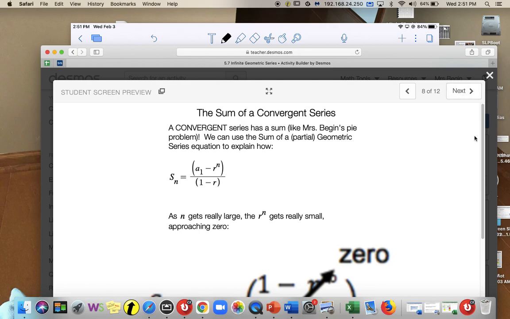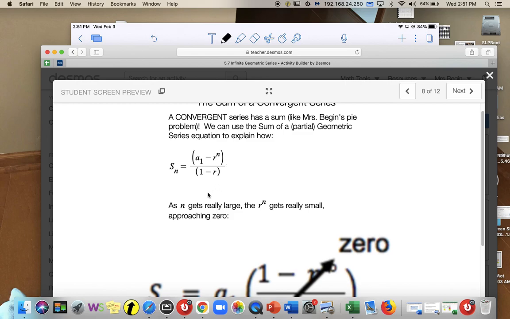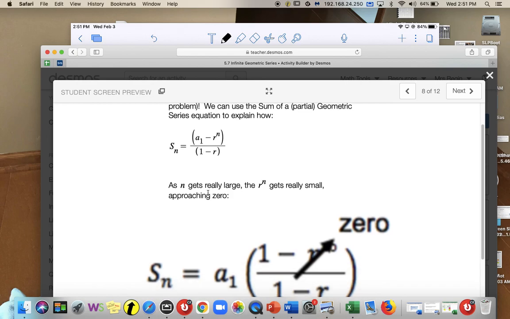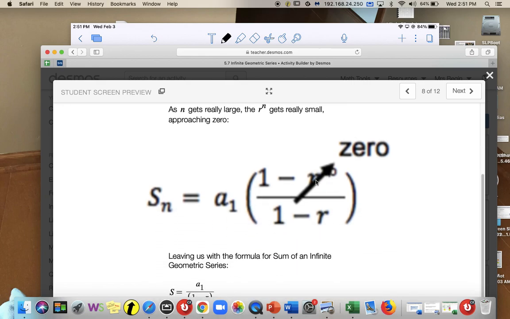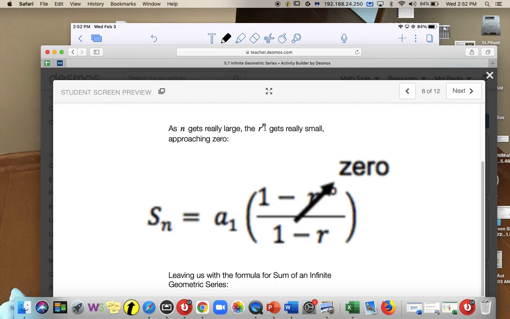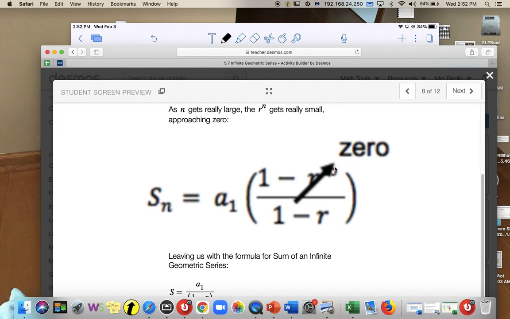So we can use the sum of a partial geometric series. So again, we've looked at this formula before to explain how we can get just a number answer. So it says as n gets really large, n is the number of terms, the ratio gets really small. So again, if I take 0.5, which was my ratio for the pi problem, and I take it to the 100th power, like after 100 days, I'm eating very little of the pi left. So what happens is that ratio goes to 0 as n gets really large. The ratio will get really small, and then it eventually turns to 0.